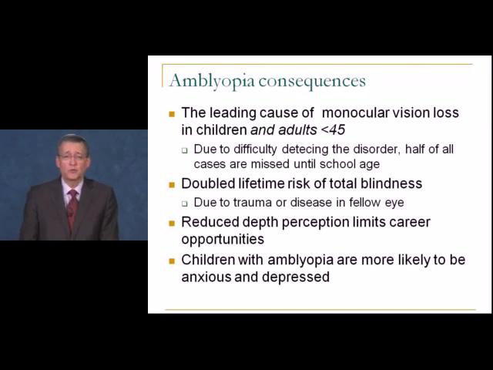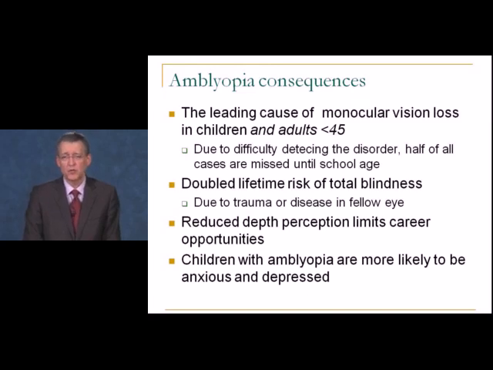So amblyopia, as a result, even though it's almost completely treatable if detected early in life, is the leading cause of monocular vision loss in children and adults under age 45. It's almost all because of the difficulty in detecting the disorder. It turns out half of all cases in the U.S. are missed until school age.